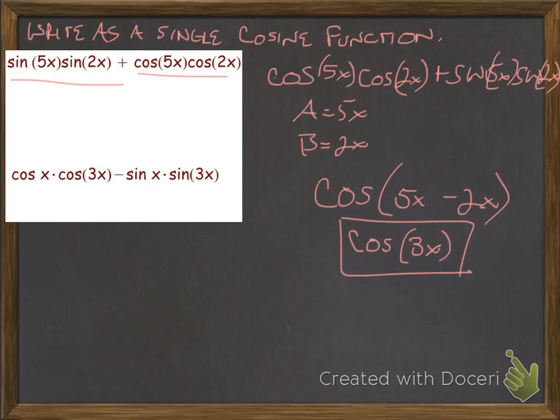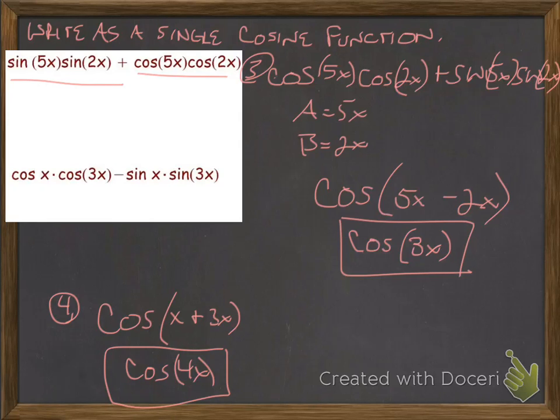Go ahead and pause it and you try the next one, and then I'll give you the answer in 5 seconds. And so the answer is cosine of 4x. And I have cosine of x plus 3x.